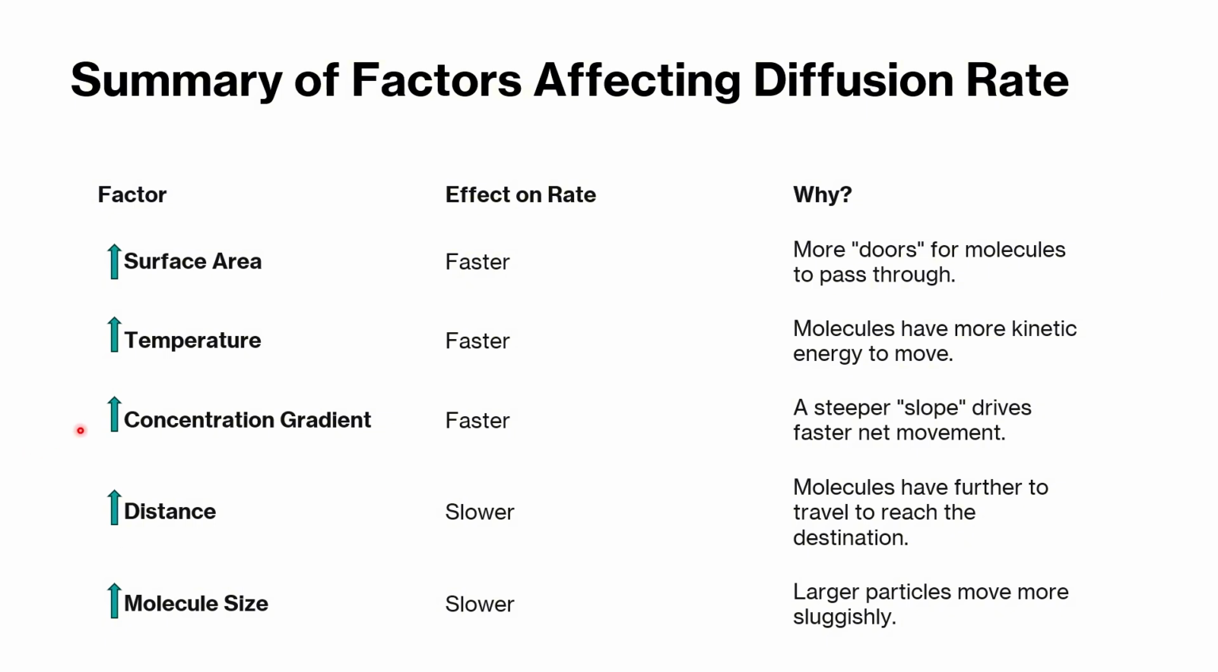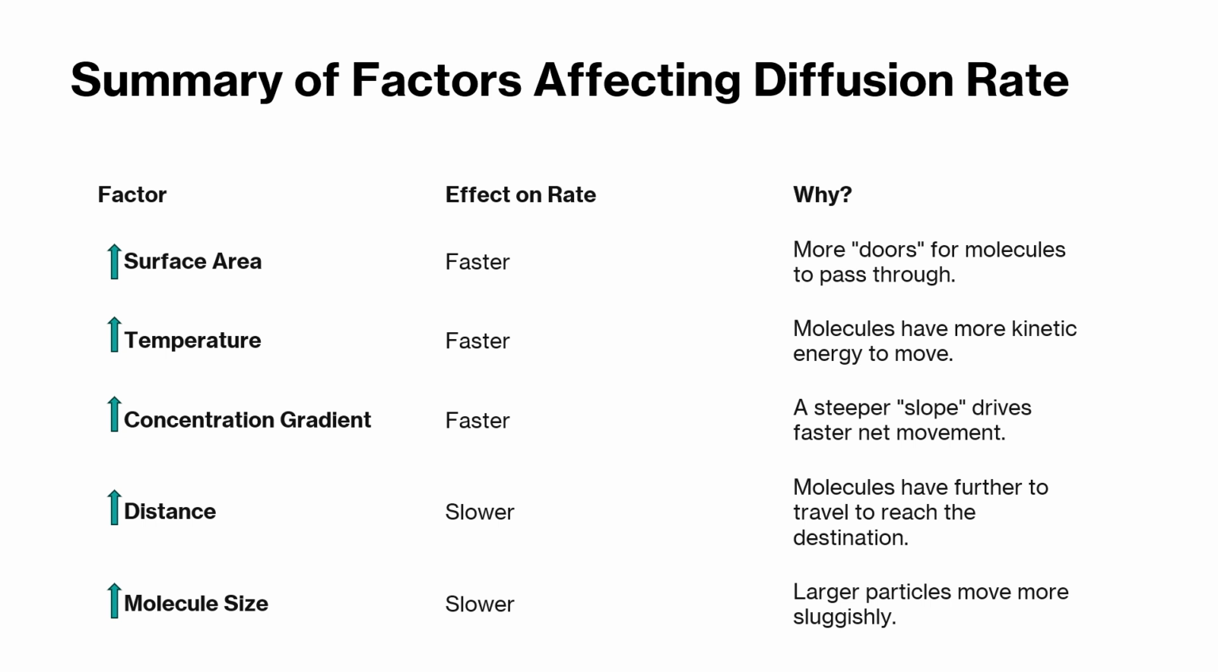Next one is temperature. If the temperature goes up, the rate is faster. This is because the molecules gain more kinetic energy. They are vibrating and zipping around much more aggressively. Third one is concentration gradient. A high gradient means a faster rate. Think of it as a steeper slope. The bigger the difference between the inside and the outside, the harder the molecules are pushed to even things out.